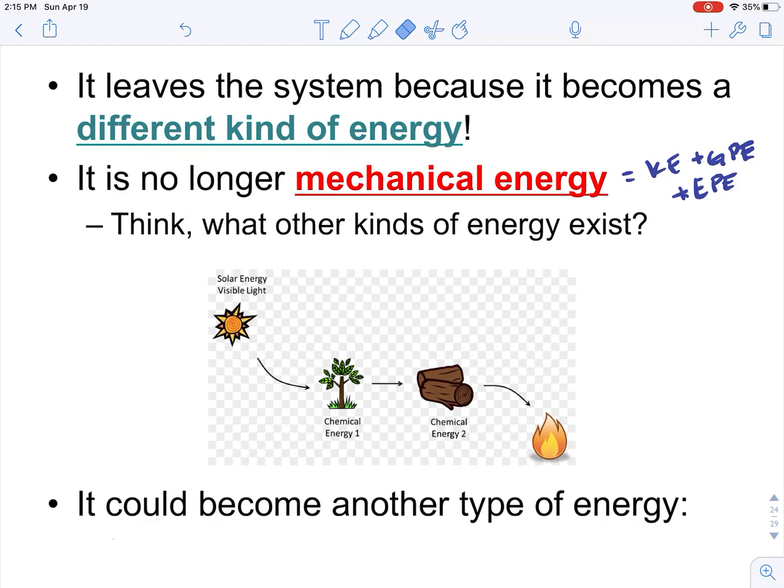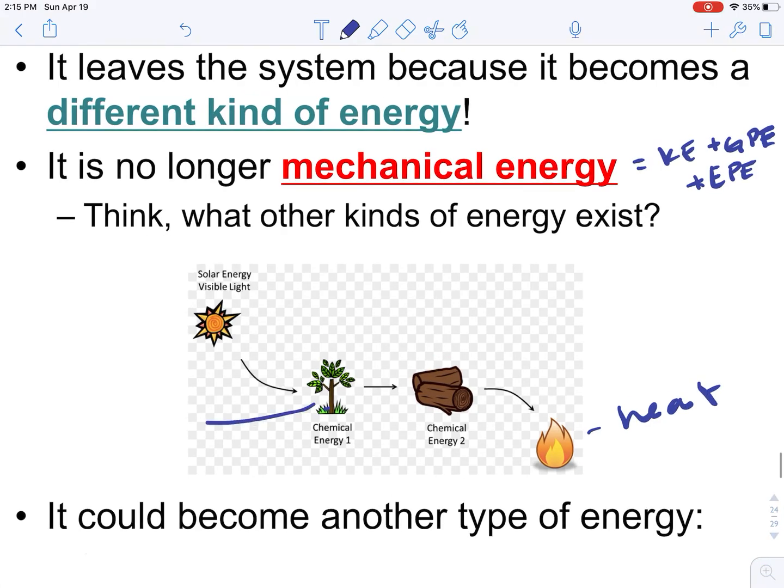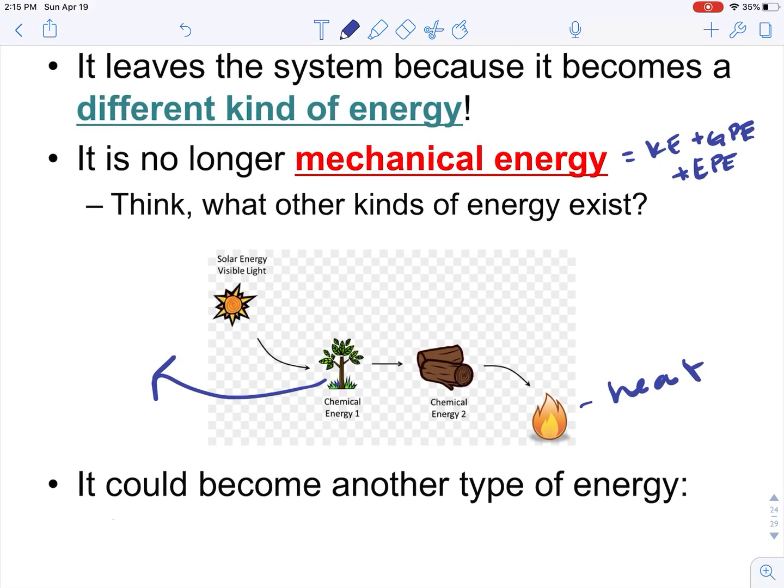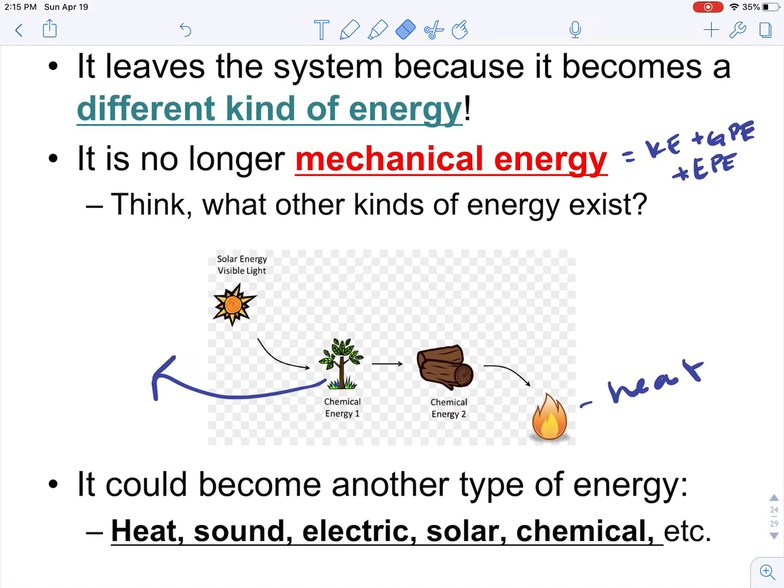There are lots of different types of energy, and this is my favorite example: solar energy gives energy to plants, and sometimes plants we turn into fire to heat us. Heat is another type of energy that you see very frequently. But sometimes we convert chemical energy to a different kind of chemical energy when we eat it, and that can help us produce kinetic energy to move our muscles and things like that. So it leaves the system and becomes a different form of energy.